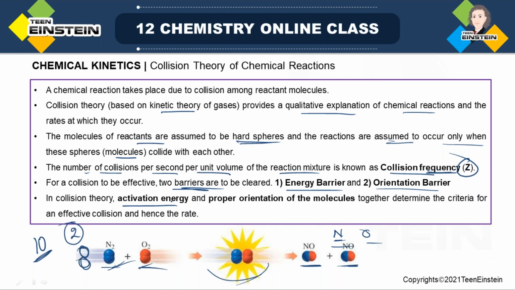What is the correct orientation for the molecules in which, when they collide, only then is a successful reaction possible. So first we will discuss what is energy barrier, what is activation energy, and then we will go to the second. But remember, both these barriers together decide what will be the criteria for effective collision. So effective collision is dependent on both these barriers. You have to overcome this barrier, then only is product formation possible. Otherwise not.